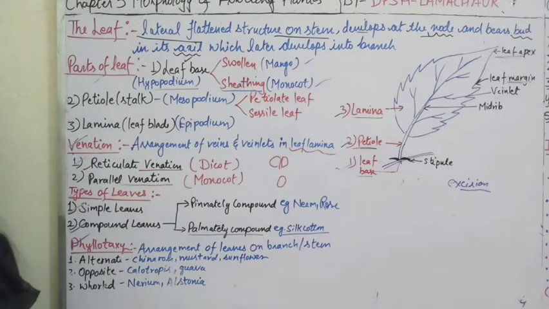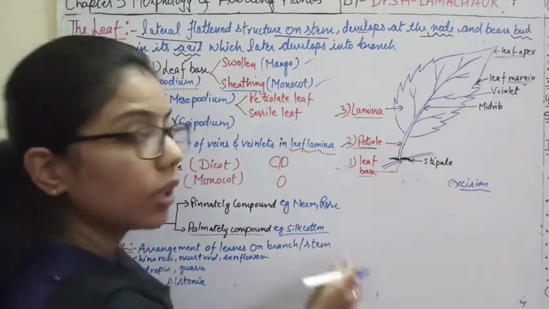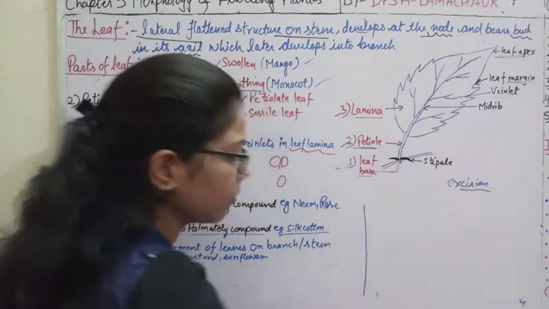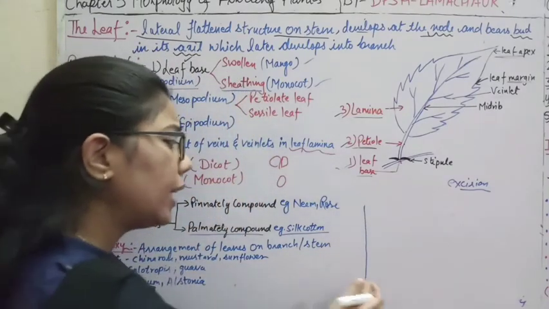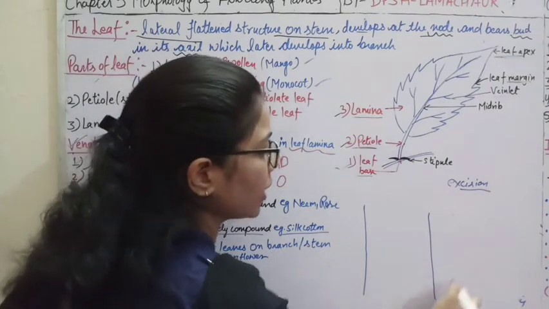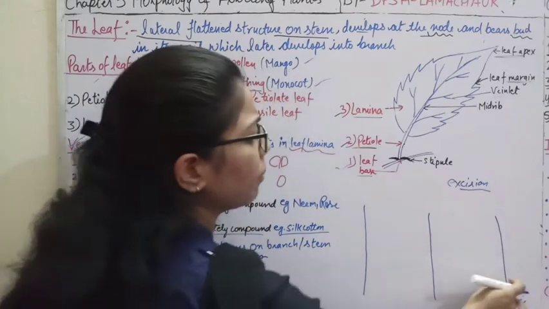Now what is the meaning of these three things? First of all, I will start with the first one, that is the alternate. We know this is a stem. Now how will the leaves be arranged on this stem? I am drawing all these three. For example, I am having three plants.